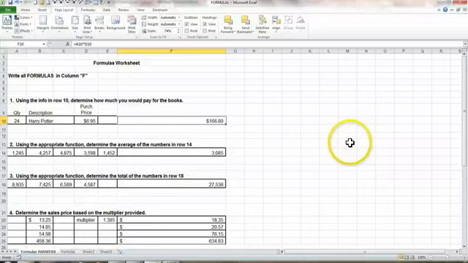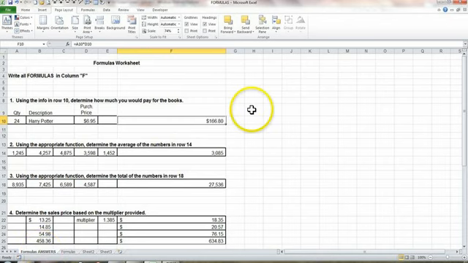In this video, we're going to once again look at formulas. The file that we're going to be using is called formulas. Now we're going to go to the sheet initially called formulas answers. Click on it to open it.